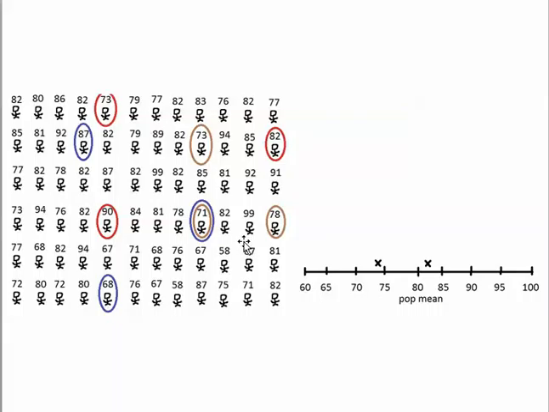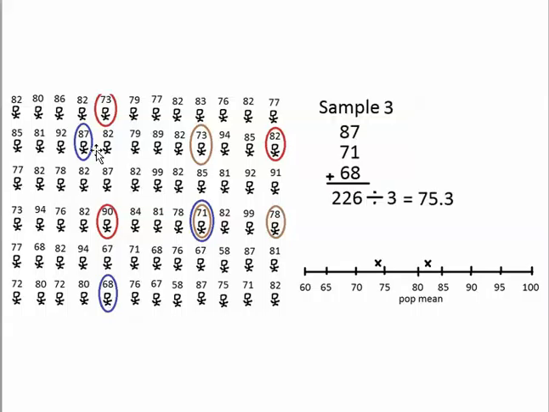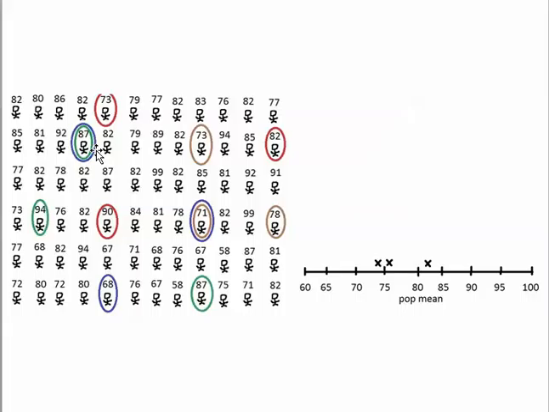Here's a different possible sample. It overlaps the brown sample, but since it's not the same exact sample, it is a different sample. So it's a different possible sample of 3 people, and it has its own average. That's the mean of the blue sample. The green sample overlaps the blue sample, but it's still a different possible sample. If you add their 3 scores and divide by 3, that's their sample mean.